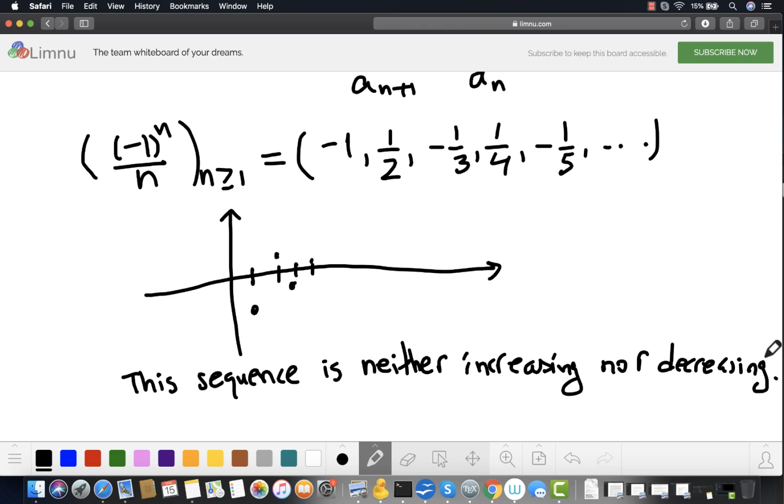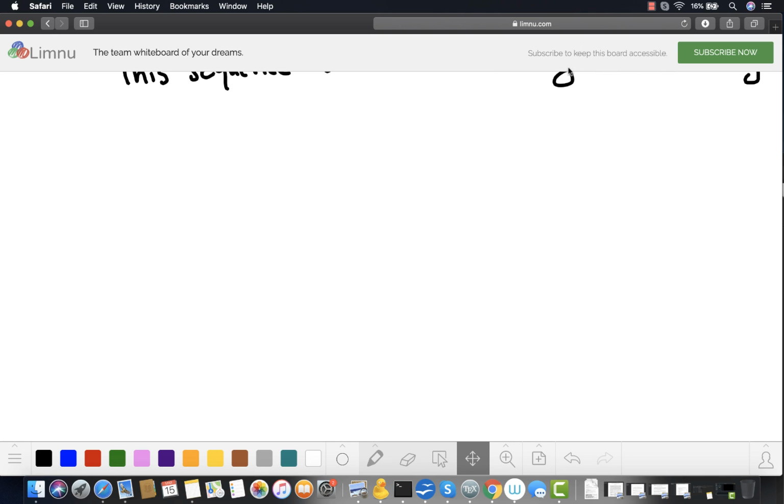Great. So the next thing I want to talk about is very important. It's called convergence and divergence of sequences. So what does it mean for a sequence to converge? Basically, a sequence converging just means that the terms of the sequence get closer and closer to a particular value.